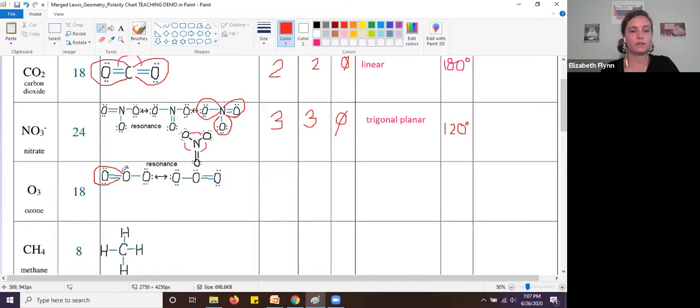1, 2 in a lone pair, and 3 in each bonded atom. So we've got 3 total, 2 bonded atoms, 1 lone pair. So let's look at the model.